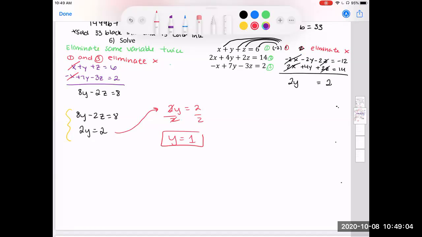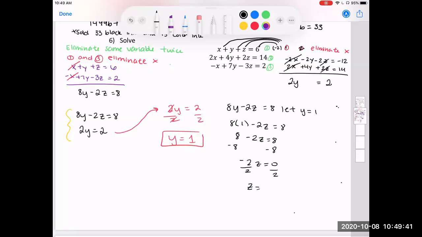Let's plug it back into our first equation so we can get a z. So I have 8y minus 2z is equal to 8. And now we're going to let y equal 1, so that we have 8 times 1 minus 2 times z equals 8. 8 minus 2z is equal to 8, minus 8, minus 8. Negative 2z is equal to 0, divided by 2, divided by 2. Z is equal to 0.